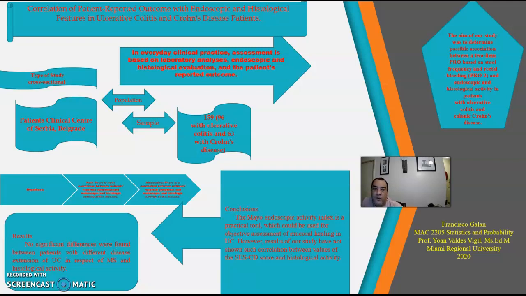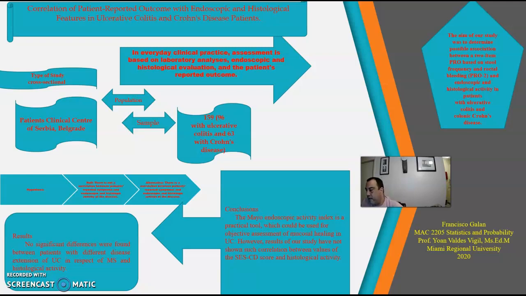The aim of our study was to determine possible association between a two items probe based on stool frequency and rectal bleeding, PRO2, and endoscopy and histological activity in patients with ulcerative colitis and colonic Crohn's disease.